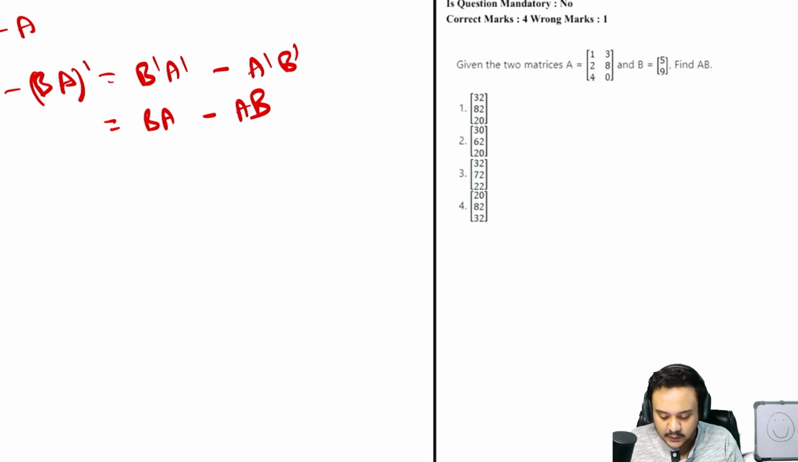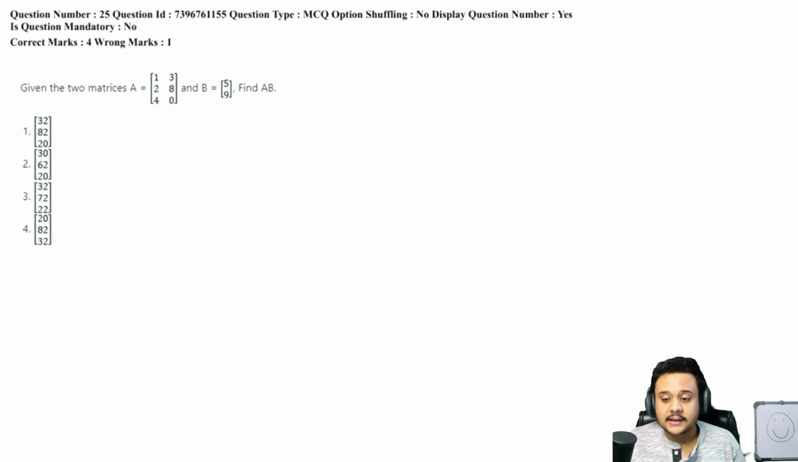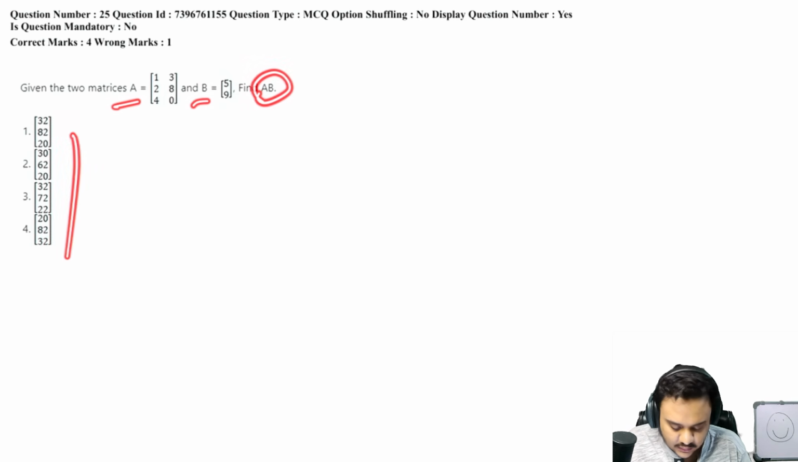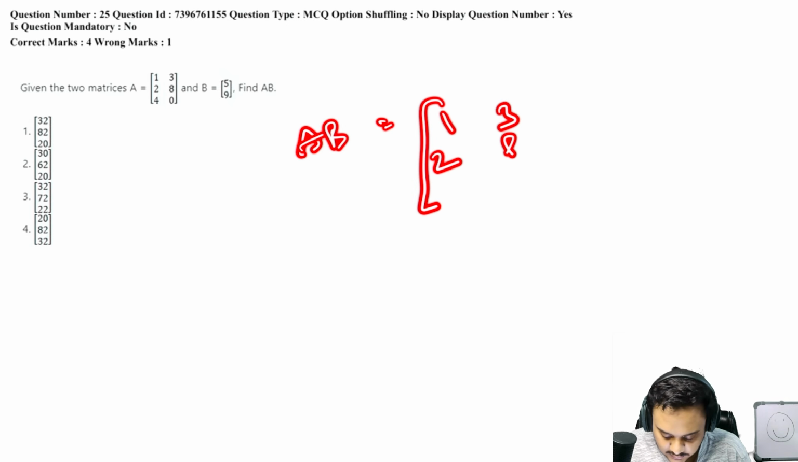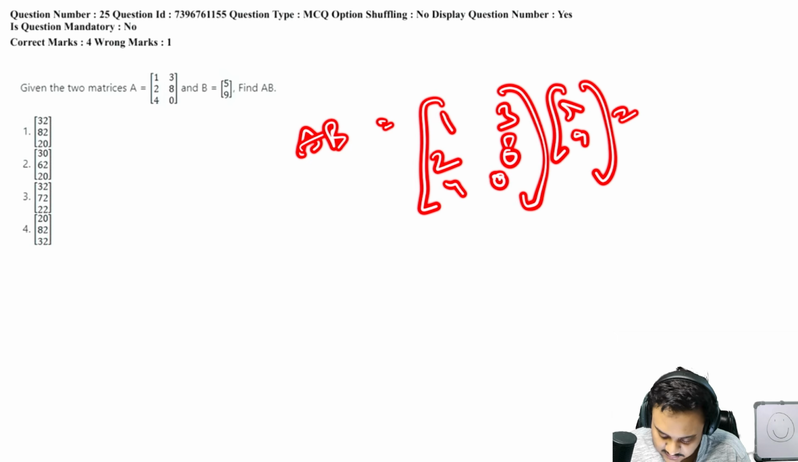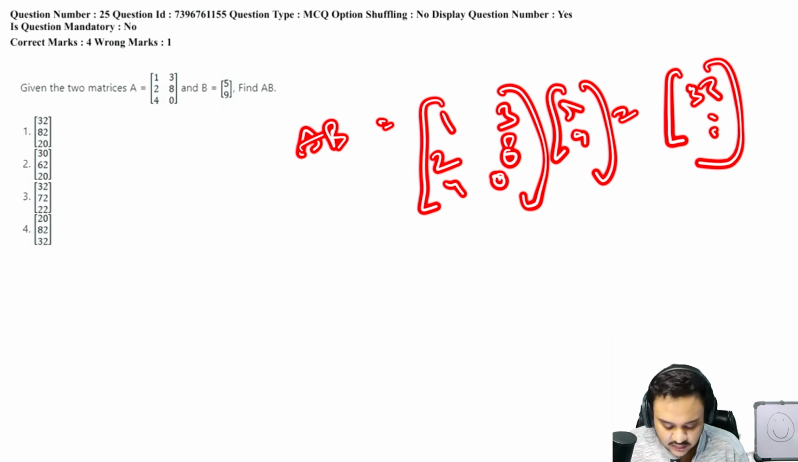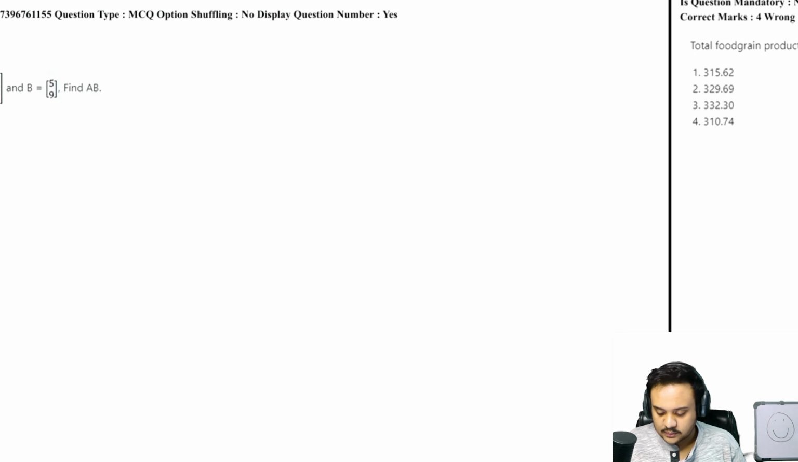Okay, so let us move on. Then the 25th question says that you are given two matrices A and B. You just have to find AB, and I don't know what the point of this question is. I guess they have to set some questions that literally everyone can solve, or I'm not sure. So AB is just the matrix [1 3; 2 8; 4 0] multiplied by [5 9]. So just calculate it, 1 into 5 plus 3 into 9, so that is 32, and so on. Just solve it. Okay, so let us move on.